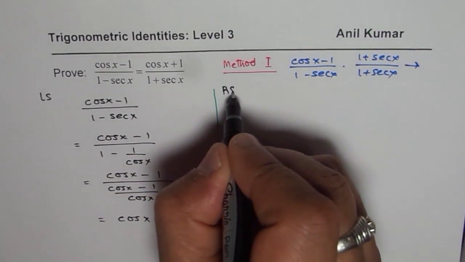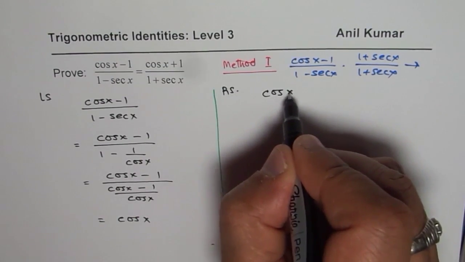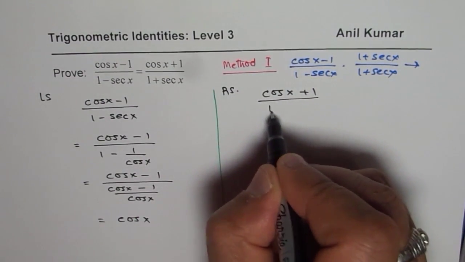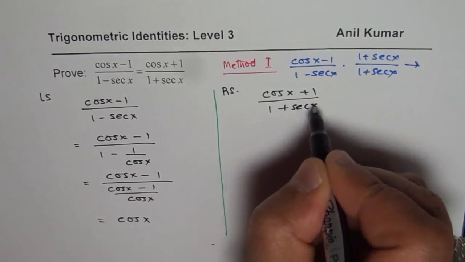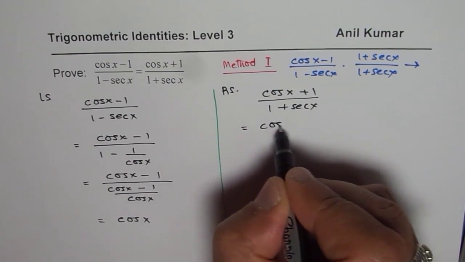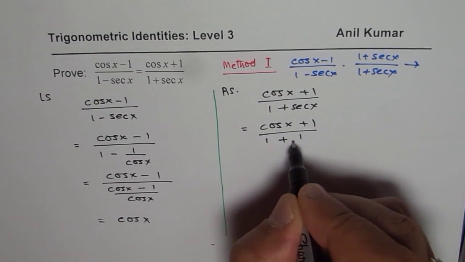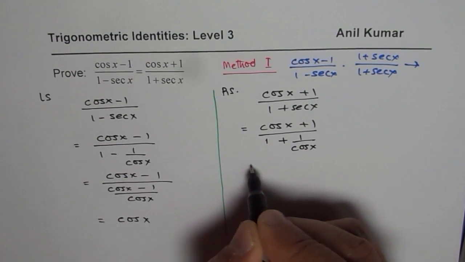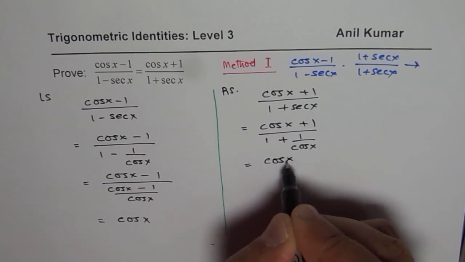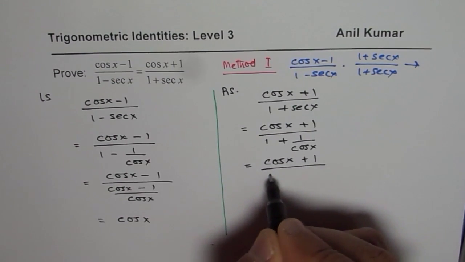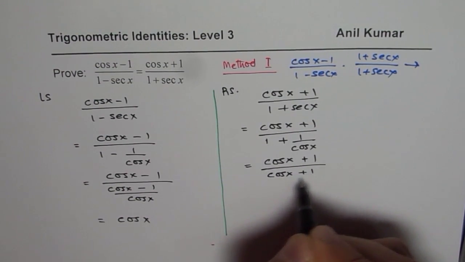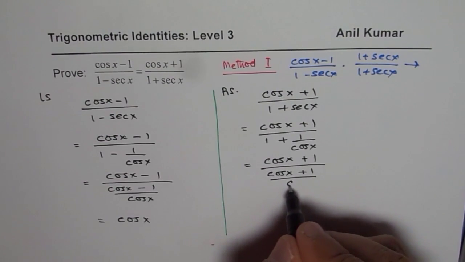If you do the right side, you get (cos x + 1)/(1 + sec x). So we could write this as (cos x + 1)/(1 + 1/cos x). And that is (cos x + 1) over (cos x + 1)/cos x.